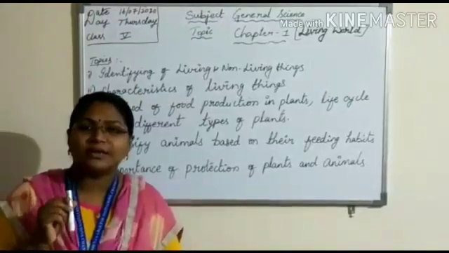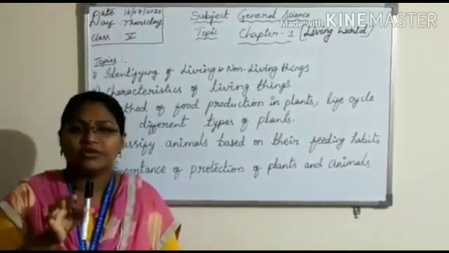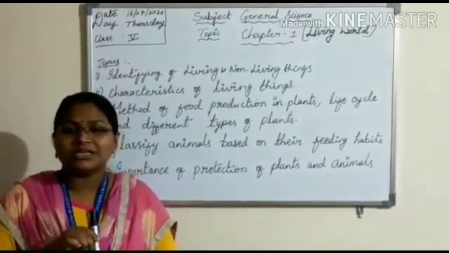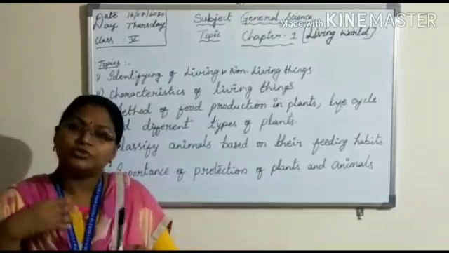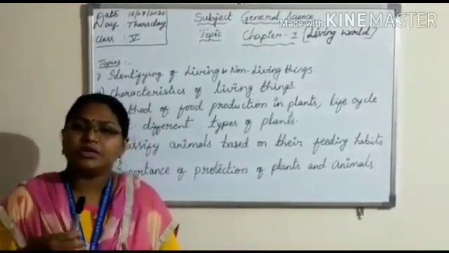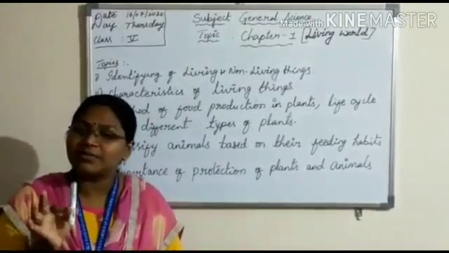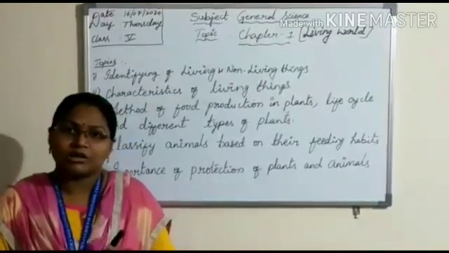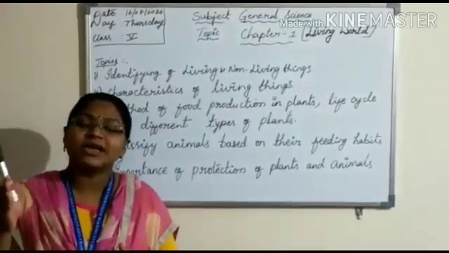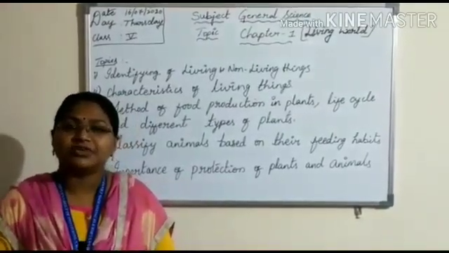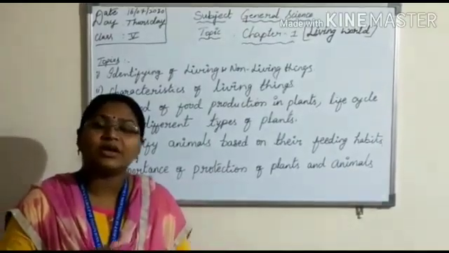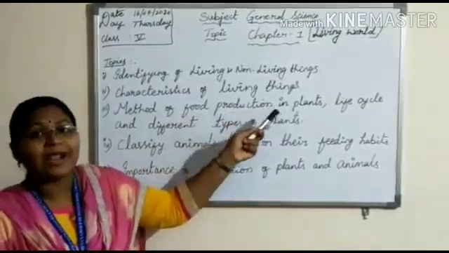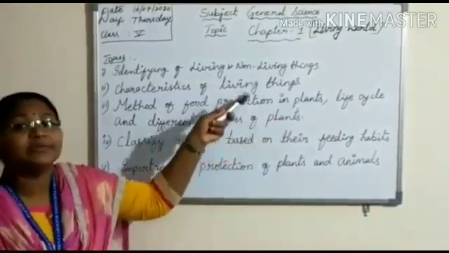Suppose you take this marker, for example, this marker is a non-living thing. How can you identify that this is a non-living thing? If you observe it today, and after 1 year, 3 years, even more than 10 years, the marker will be the same size, same shape. This marker has no growth at all. So depending on certain characteristics, we can identify whether this is a living thing or a non-living thing. Next, method of food production in plants, life cycle and different types of plants.